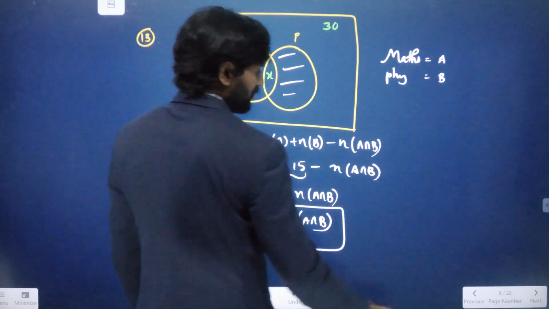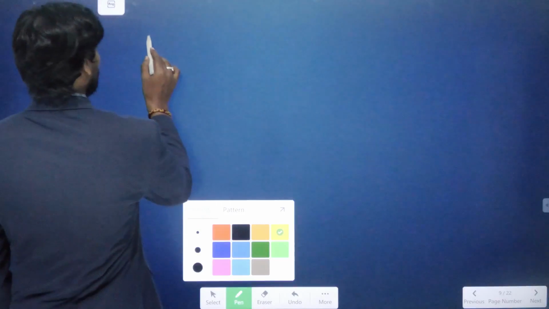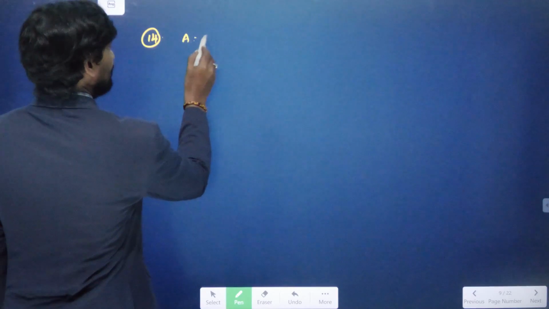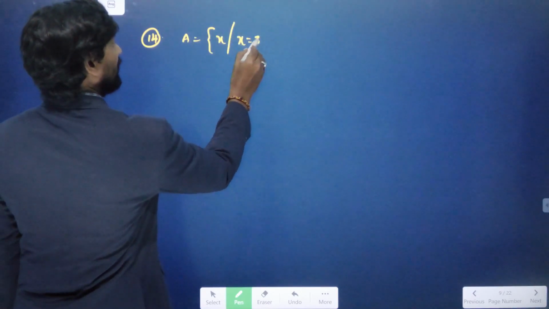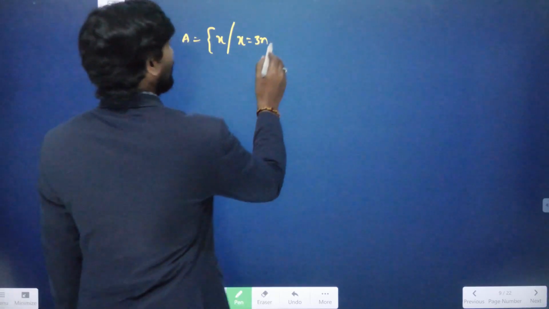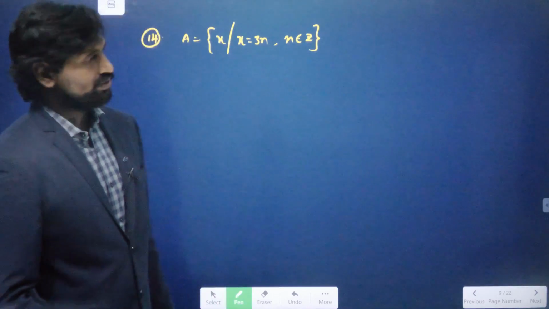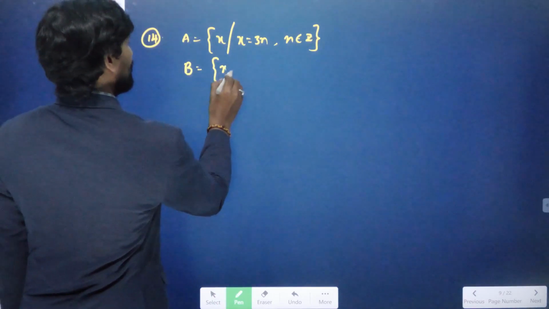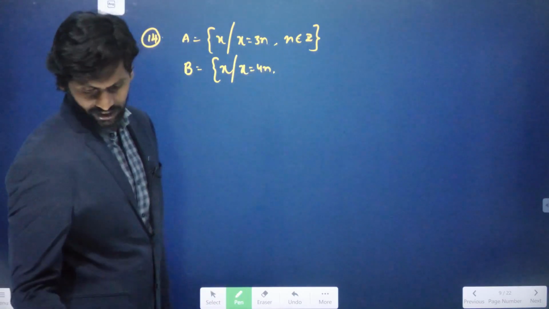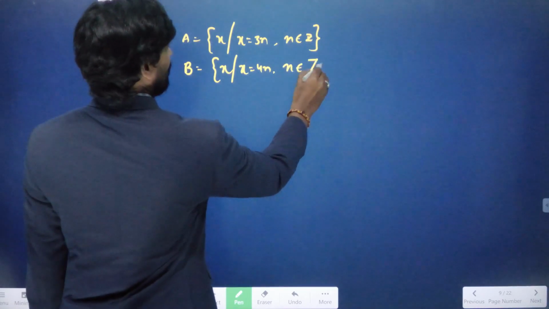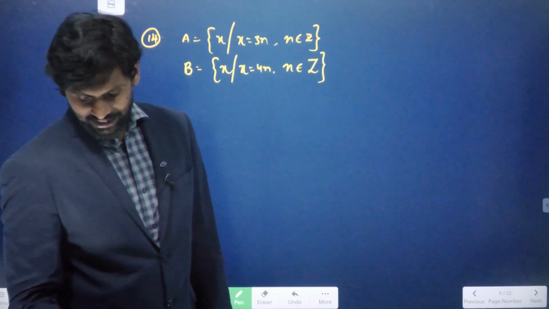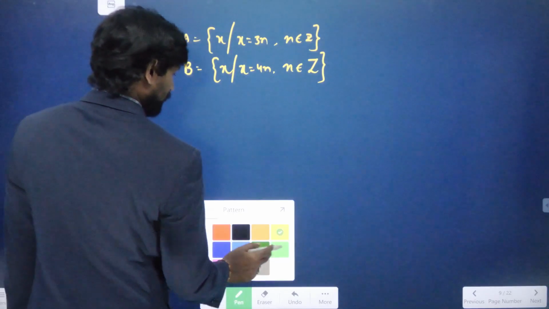Now let us move on to question number 14. The 14th question is given. A is equal to x such that x is equal to 3n, and n belongs to integers. So n values are all positives, all negatives, including 0 also we should take. And B is equal to x such that x is equal to 4n. I think here also n belongs to integers. Now A intersection B value we need to find.